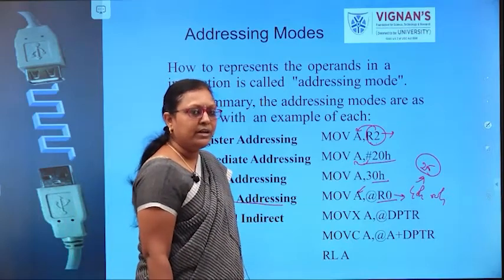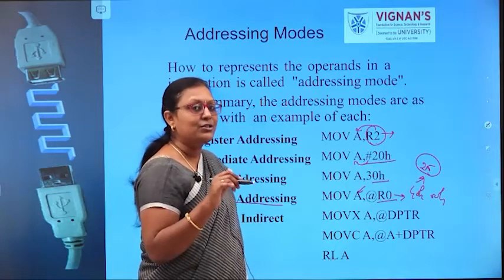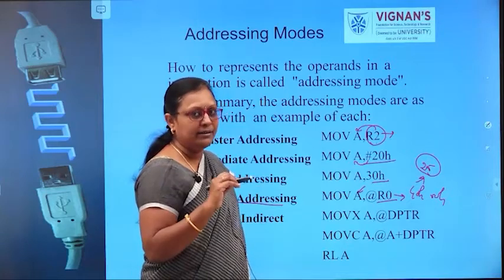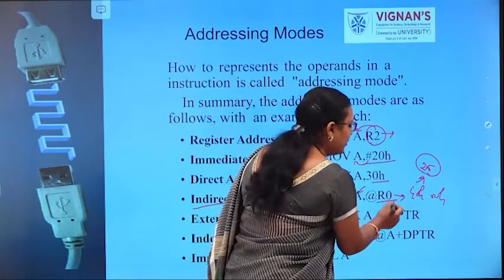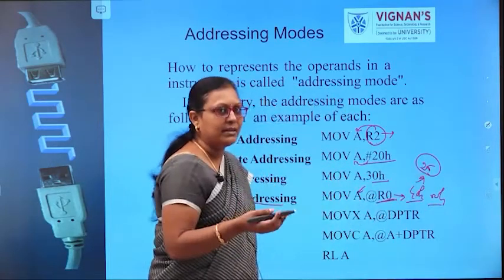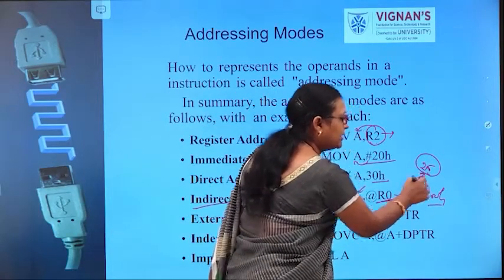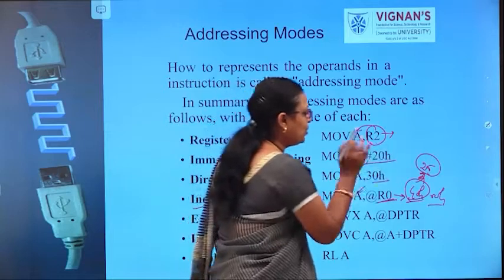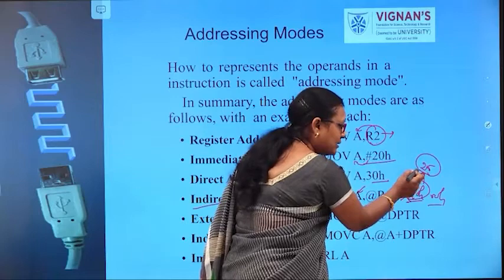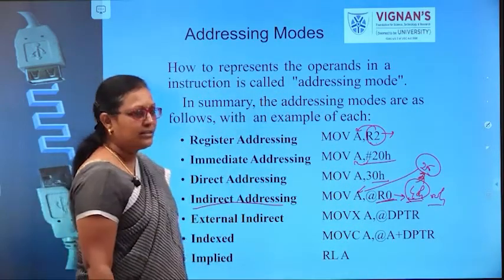What is the meaning of indirect addressing mode? Your register will be given, but in that register also you will not have the data. It contains only the address of that particular data. Okay. So for example, your R0 consists of 40H, 50H or 60H, something like that. It will contain only the address. At this address you will have the data which you have specified. So you are not supposed to move this address to the accumulator. You are supposed to move this data to the accumulator. Understood? So this is called indirect addressing mode.